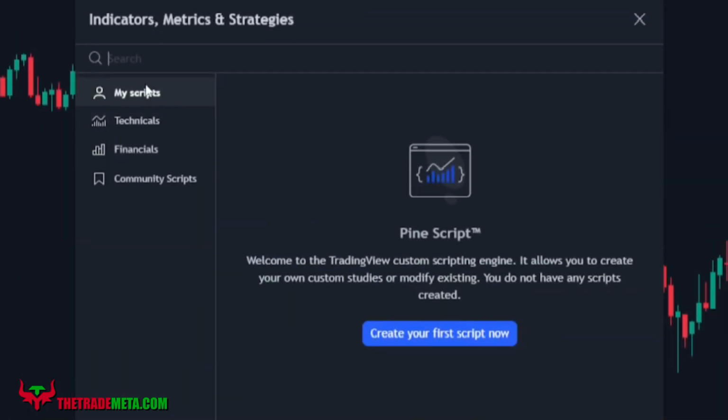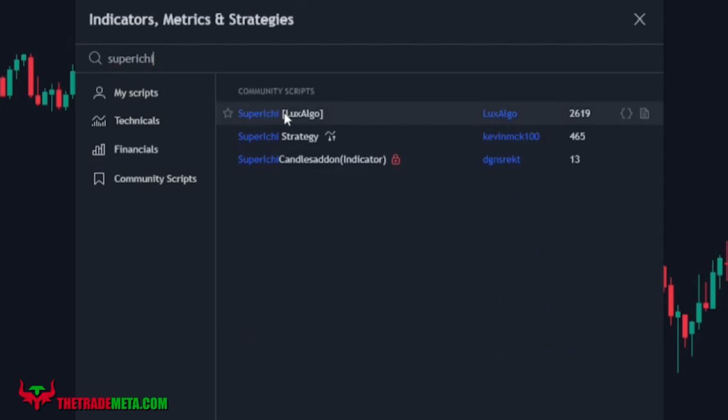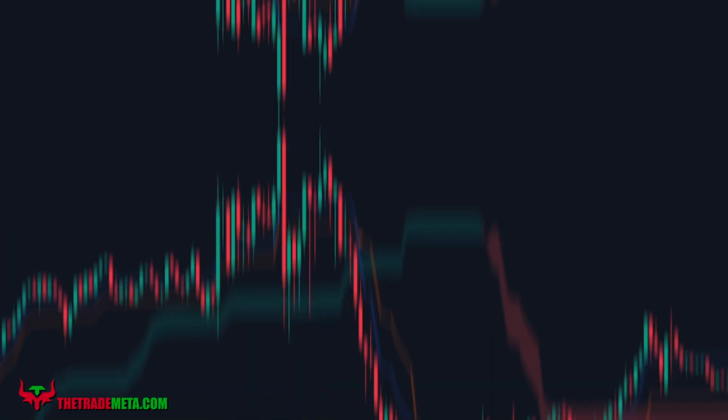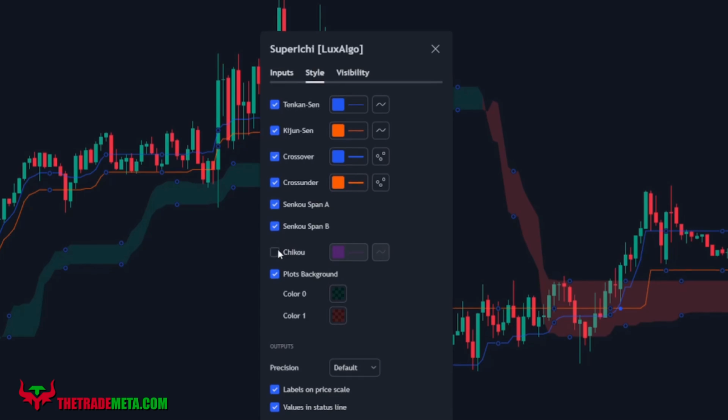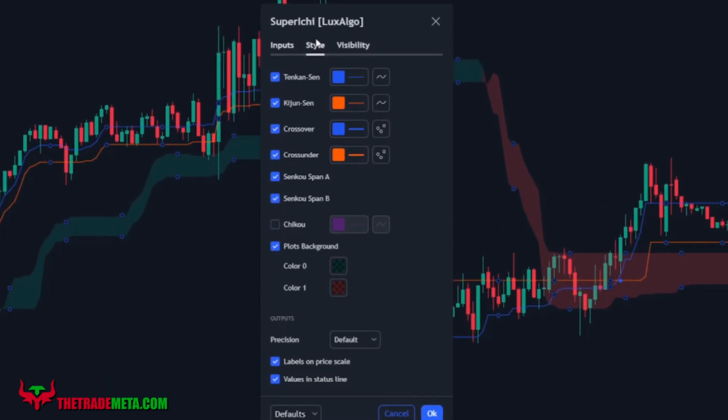Go to TradingView and go to the Indicators tab and type in Super Ichi by Lux Algo. Add it to your chart and go to Settings. We're going to untick the Chiku span line and we're going to leave the rest at the default settings.